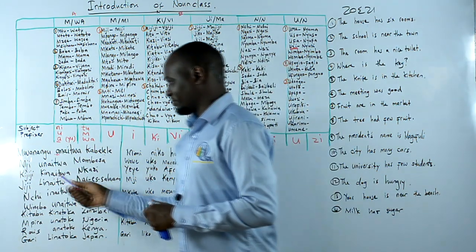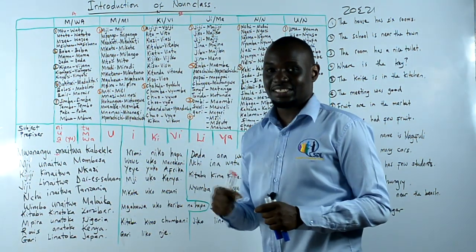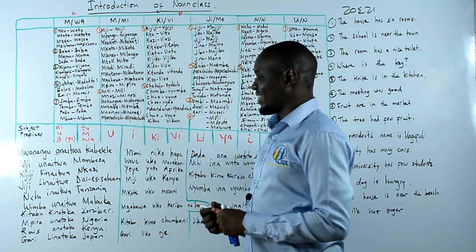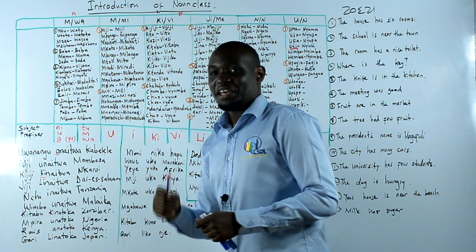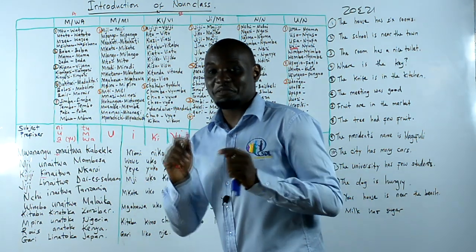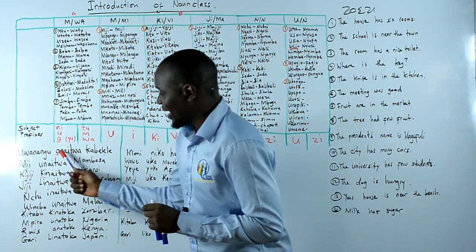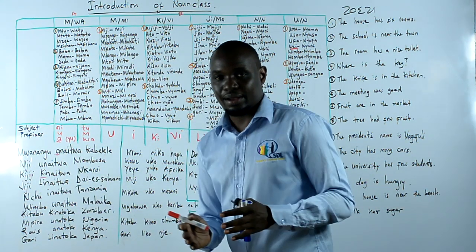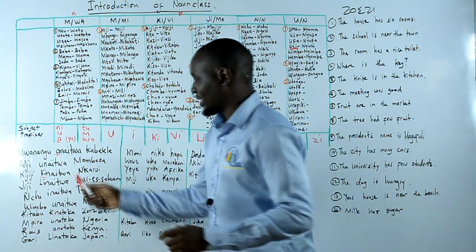The city is called Mombasa. The city's name is Mombasa. You see that? Kijiji kinaitwa Nkansi. The village name is Nkansi. So the village is called Nkansi. So you see, for people, when you say him or her, he or she, you say a.